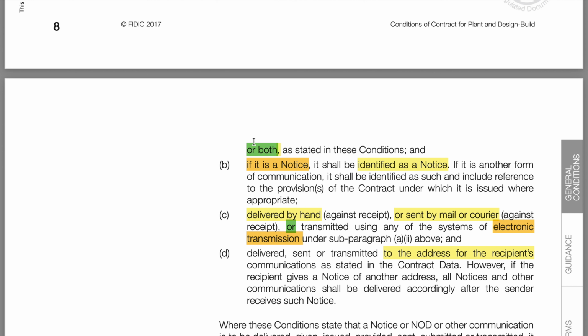So B is a very important condition related to notices and other communications. C is when it shall be delivered by hand or sent by mail or courier or transmitted using any of the systems of electronic transmission under the other paragraphs, which is basically the approved system. And it shall be delivered, sent or transmitted to the address for the recipient's communications as stated in the contract data. However, if the recipient gives a notice of another address, all notices and other communications shall be delivered accordingly after the sender receives such notice. So that's when an address is changed.